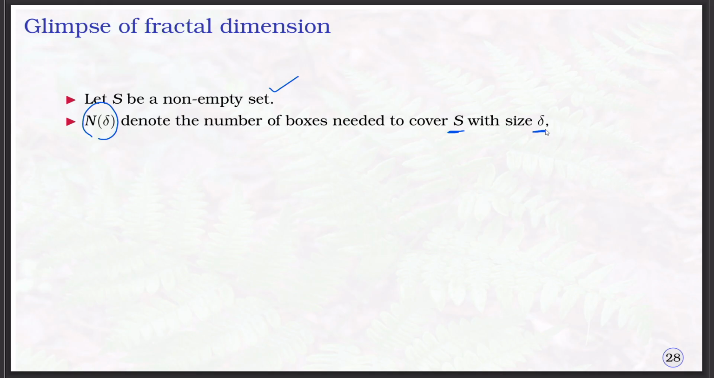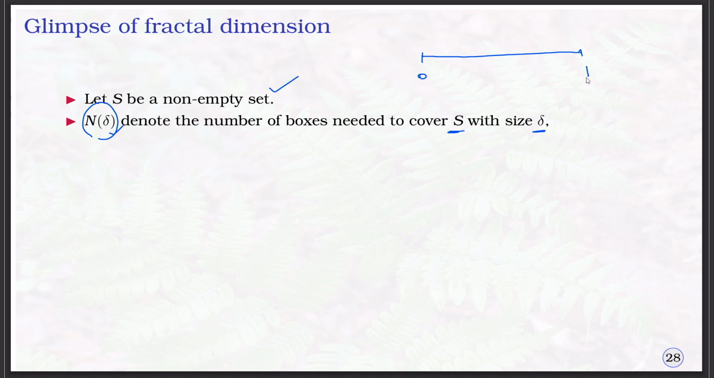So, what does it mean? We need to take a non-empty set and take small boxes of size delta and cover the object by these small boxes, then count the number of boxes required to cover the object, which here we denote as n of delta. So, n of delta denotes the number of boxes needed to cover the set S with size delta.